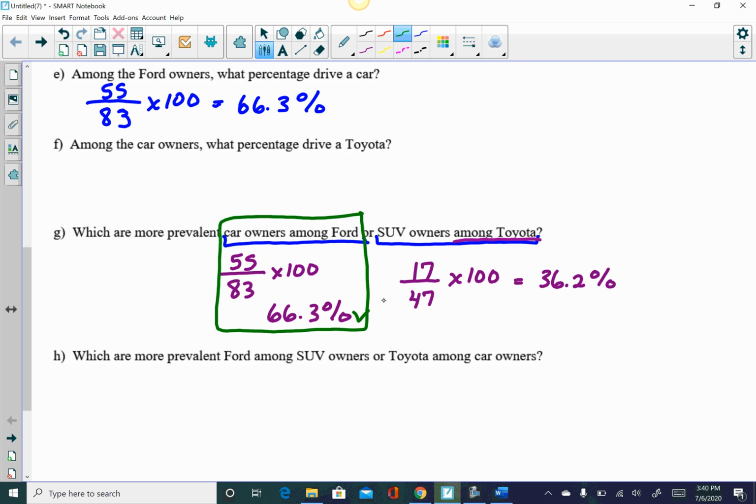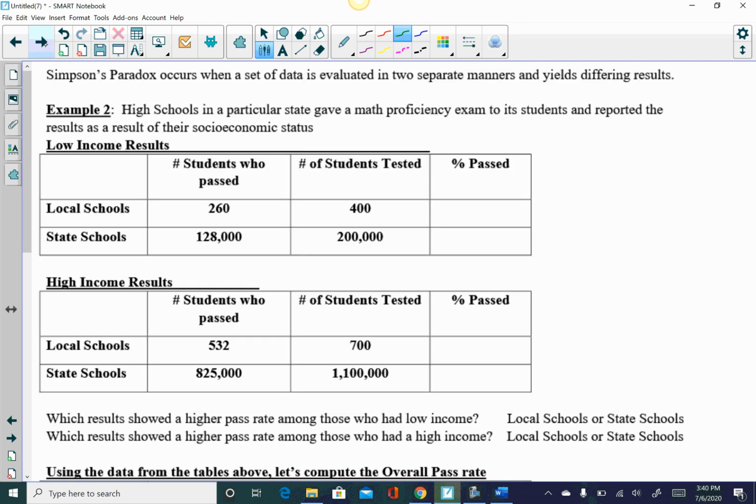Okay, I'll let you try letter H and finish up this page here. All right, so let's flip it on over then to the next page, and let's look at Simpsons Paradox. Simpsons Paradox occurs when a set of data is evaluated in 2 separate manners and yields differing results.